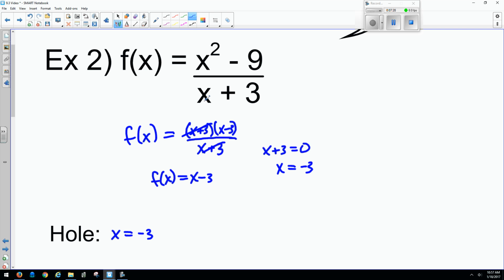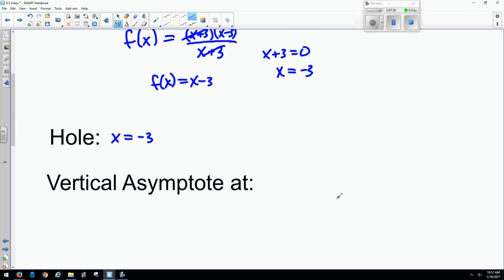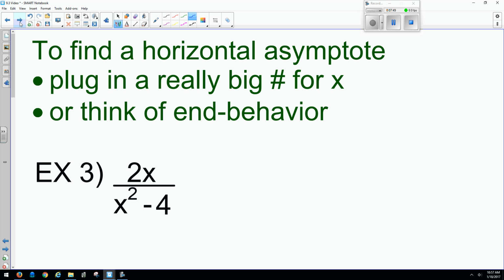So you're typing in this original function into y equals, and then either look at the graph and zoom in at x equals negative 3, or look at your table of values. And for this one, there is no vertical asymptote. So then we're going to talk about finding a horizontal asymptote, and there's a few different things that you can do for this. You can either plug in a really big number for x and kind of see where it's heading, or you can think of end behavior.